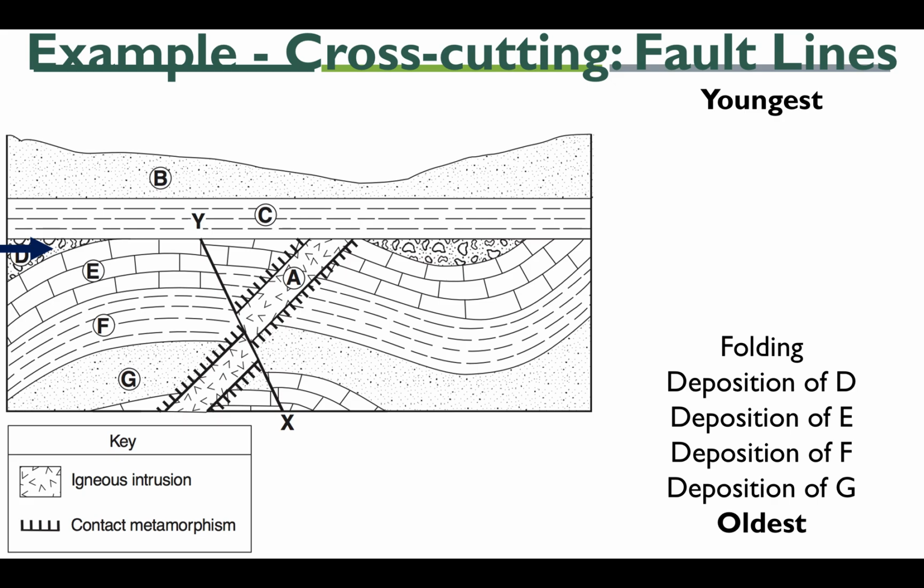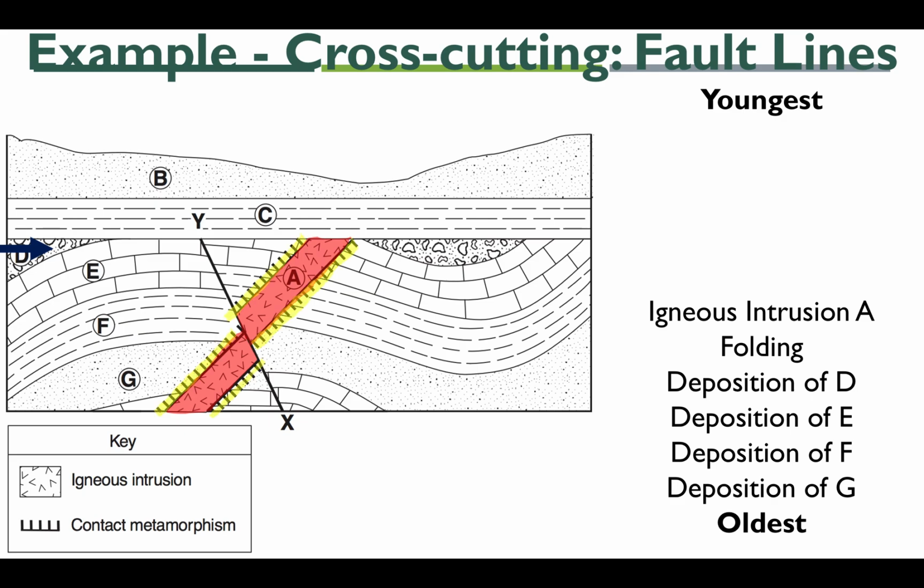We know that igneous intrusion A must have formed after that folding happened because intrusion A is not folded. So that means the folding must have happened first and then the intrusion happened after. So the next thing I'm highlighting here is that igneous intrusion A. Igneous intrusion A is younger than all of those layers G, F, E, and D because it cross-cut those layers.